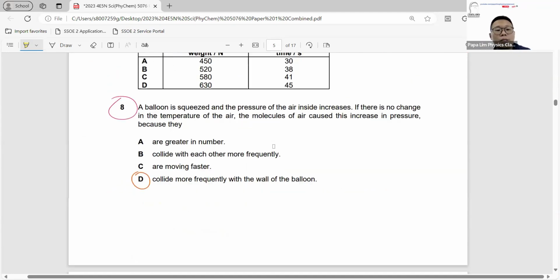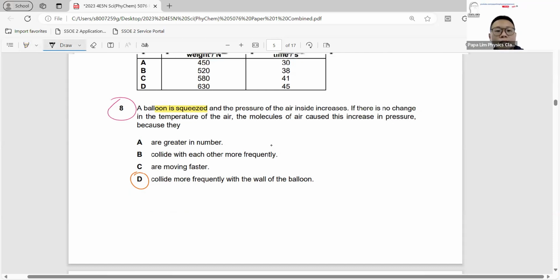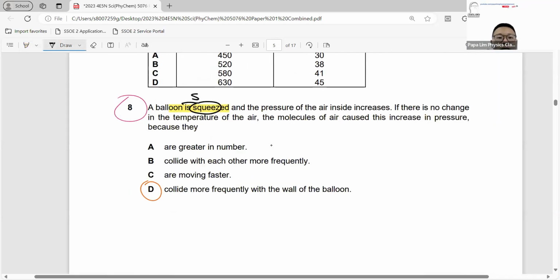Now for question 8, it is the kinetic particle model method. The balloon is squeezed, pressure is increased. Remember, the number of particles remains the same. When I say squeeze, what does it mean? Space becomes smaller, so the volume becomes smaller. So when I have a big balloon, I squeeze it to become a small balloon.